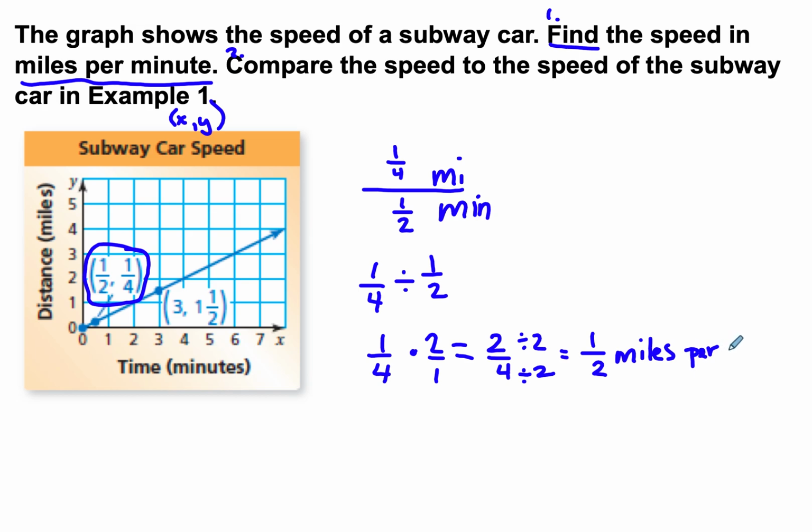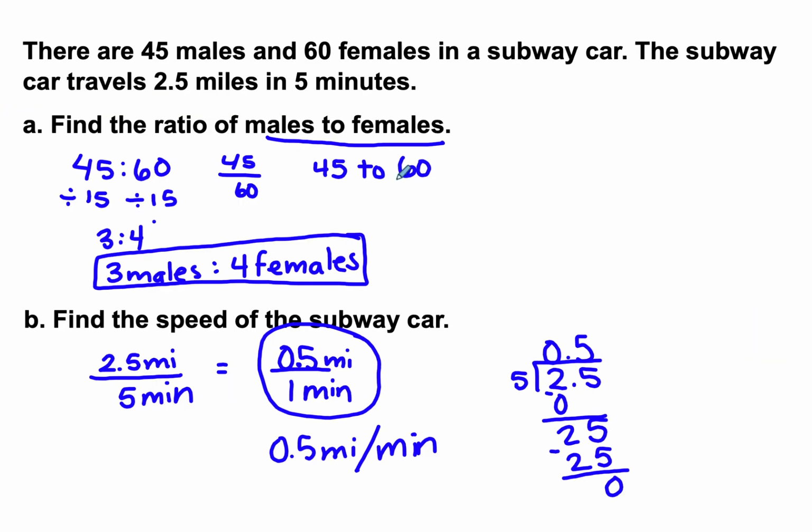Per minute. Okay, so we did the first step. We found the speed in miles per minute. Now I need to compare the speed to the subway car in example 1. So I'm going to go back to example 1, which was this first one.